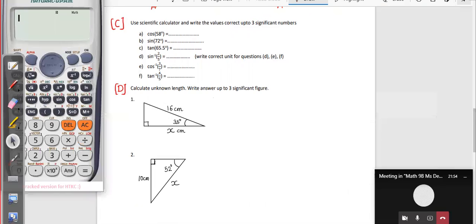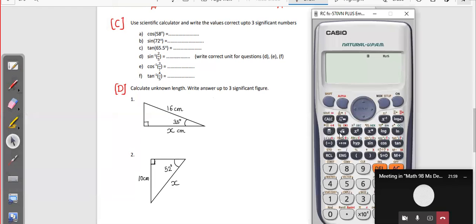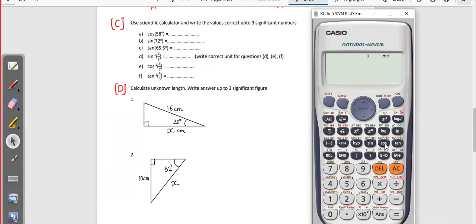Okay, so let's use this. Cos of 58 degrees. So where is the cos button? Cos is here. 58. Then press the degree button. Close the bracket and you will get the answer. This is the answer, but you have to write the answer up to 3 significant figures. So 3 significant figures will be 0.529. So this 9 will change, so it will become 10, right? So 1 carry will go on to 2. So it will become 0.53.